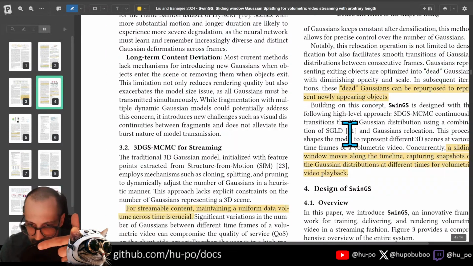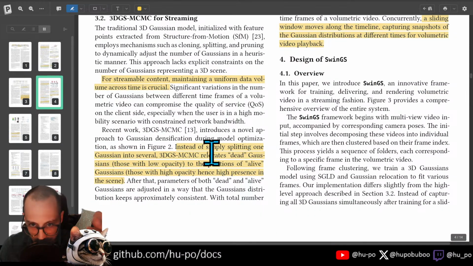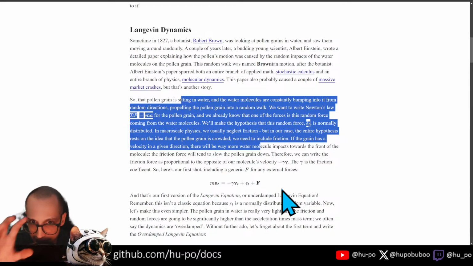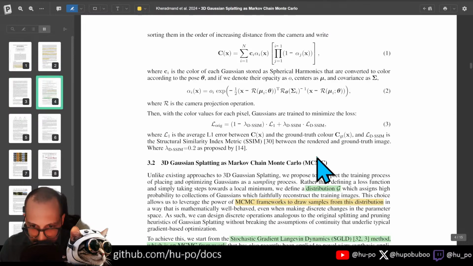So that is my explanation of what 3D-GS MCMC is with these Langevin dynamics. It is basically taking molecular dynamics, and I think they actually mention it here, where they came to this conclusion just by noticing that it's the same, right?